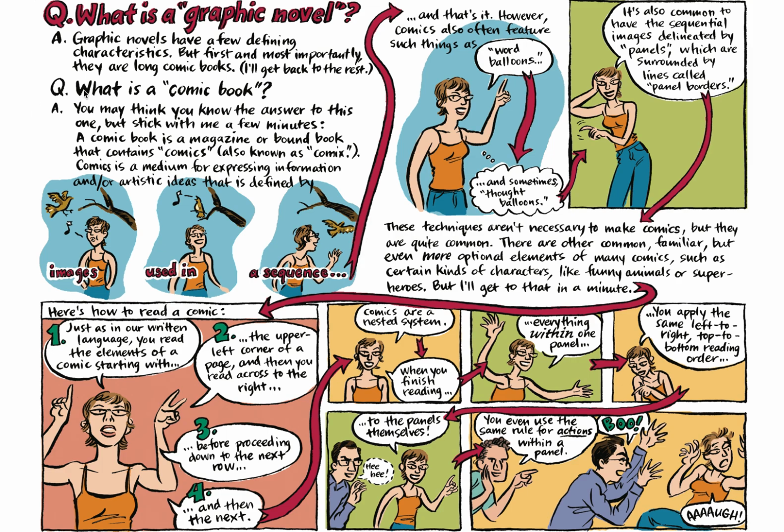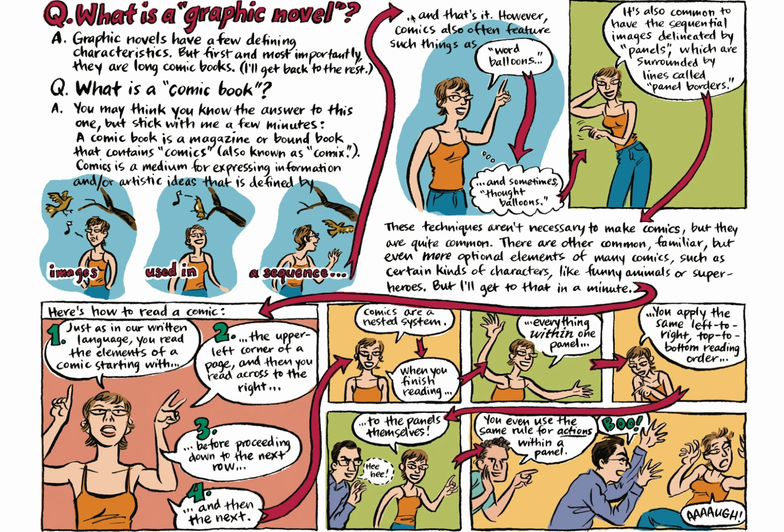The next question, what is a comic book? Now you may think you know the answer to this one, but stick with me a few more minutes. A comic book is a magazine or a bound book that consists or contains comics, also known as comics with an X. Comics is a medium for expressing information and/or artistic ideas that is defined by images used in a sequence. Follow the red arrows to understand how to read a comic.